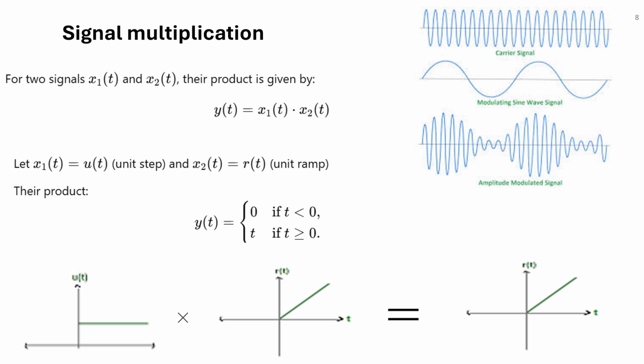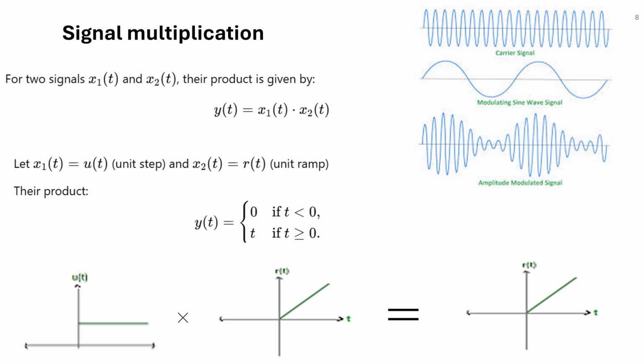So now the next thing is signal multiplication. For two signals x1(t) and x2(t), their product can be given by y(t), which is equal to x1(t) into x2(t). So this is again a simple multiplication. For the time being, let's consider one example. Here x1(t) may be equal to u(t), the unit step, and x2(t) may be equal to r(t), that is the unit ramp function.